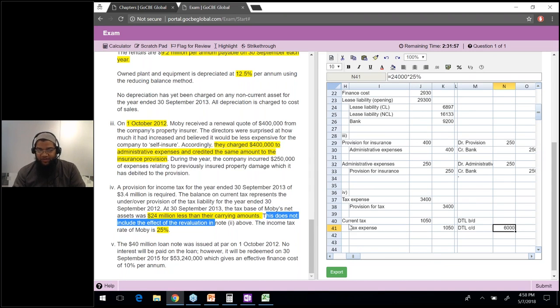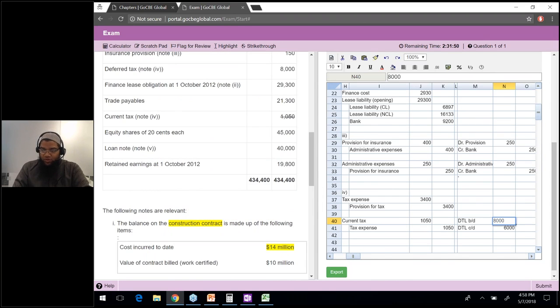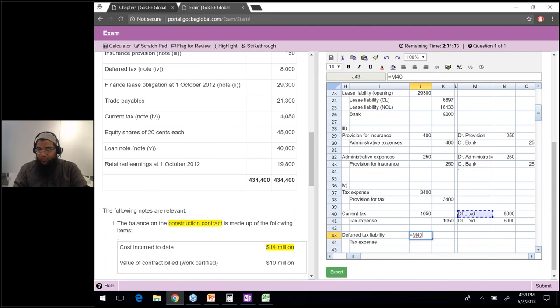So let's check the deferred tax liability brought down, which is given as 8,000 in the question. So the liability needs to be reduced. We will be debiting the deferred tax liability account and crediting the tax expense by what amount? 8,000 minus 6,000. So this is the entry.